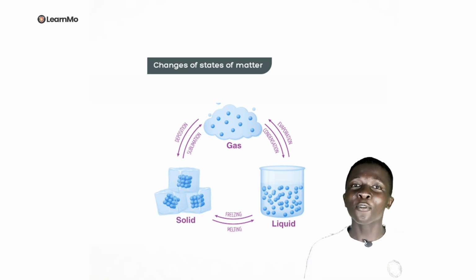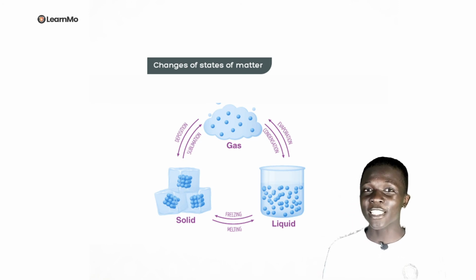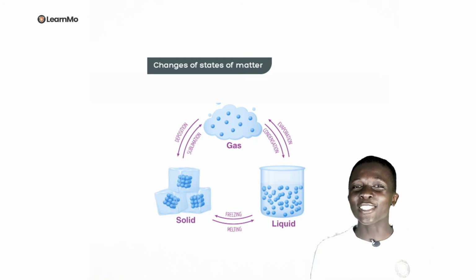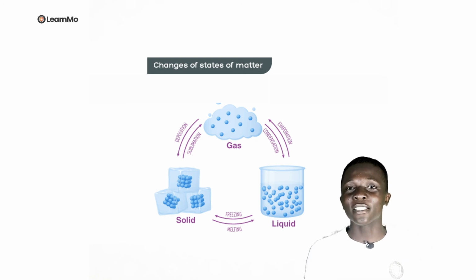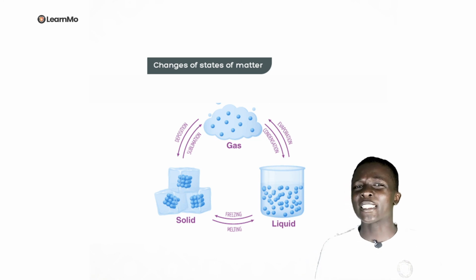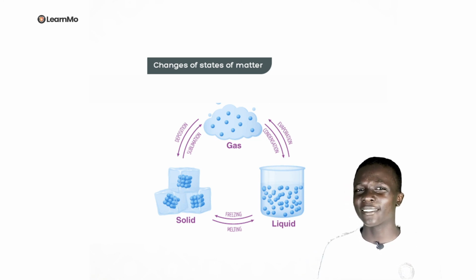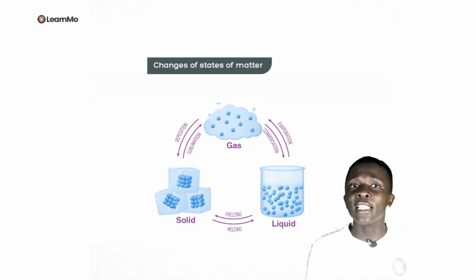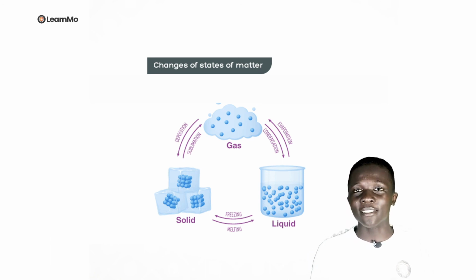The change of state from liquid to gas is called evaporation. This is also due to heat received, causing its particles to gain more kinetic energy to escape into the atmosphere. The point at which a liquid changes into a gas is called the evaporation point.